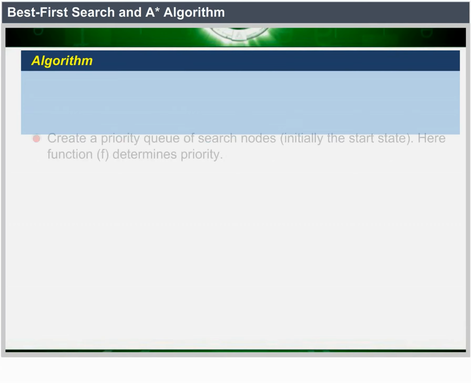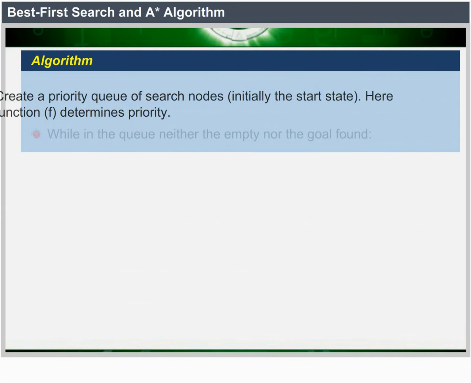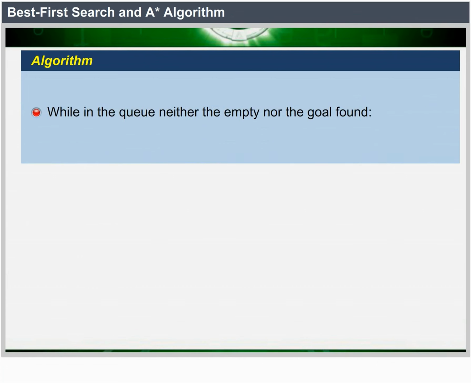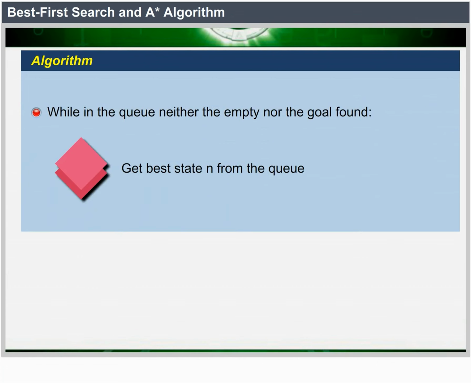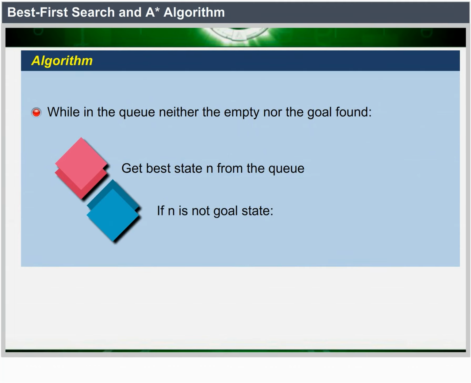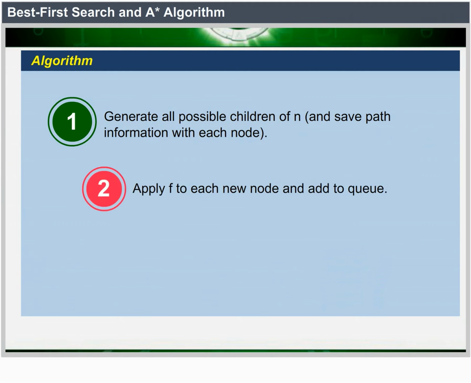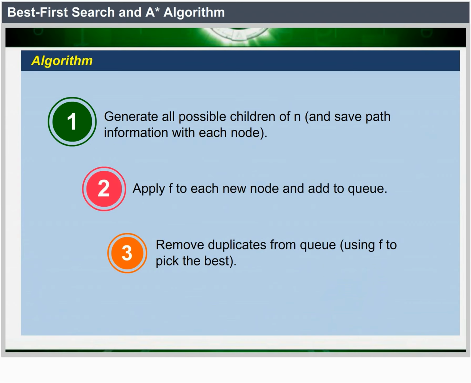Algorithm. Create a priority queue of search nodes, initially the start state. Here, function f determines priority. While the queue is neither empty nor the goal found, get the best state n from the queue. If n is not the goal state, generate all possible children of n and save path information with each node. Apply f to each node and add to the queue. Remove duplicates from the queue using f to pick the best.